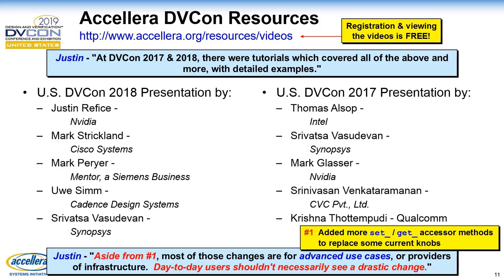And Justin said, aside from number 1, that we'll show you again in just a moment, most of the changes are for advanced use cases or providers of infrastructure. Day-to-day users should not necessarily see a drastic change. Number 1 being adding more of the set and get accessor methods. That's one that you could very likely use.